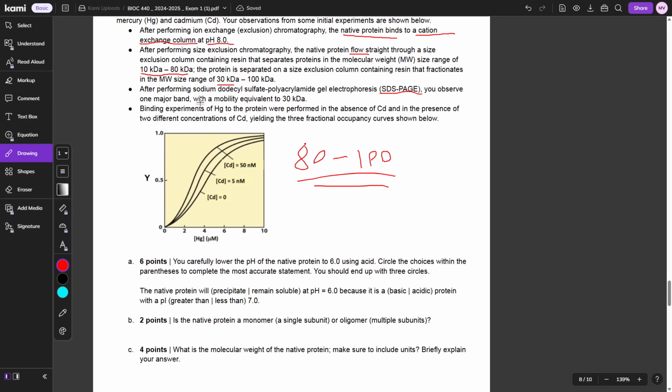You guys haven't really done this, but basically what this is saying is that as you increase the concentration of mercury, the binding becomes cooperative. So the binding of more mercury changes the affinity for more mercury. It also tells you that it's affected by cadmium. If you have 0 cadmium, it's not very cooperative, but if you add more cadmium, it becomes more cooperative. That's what that graph is saying.